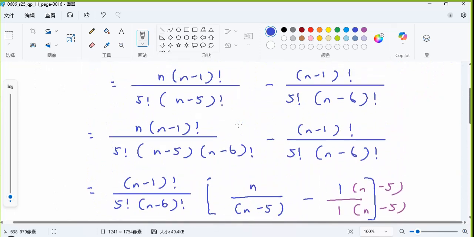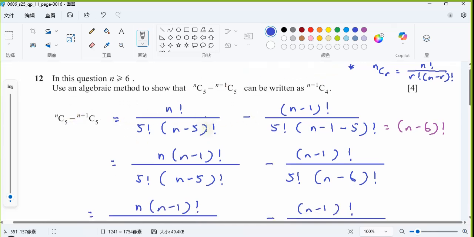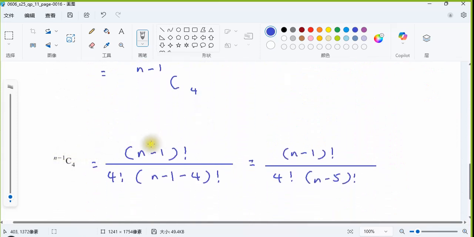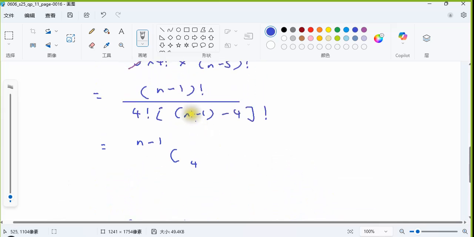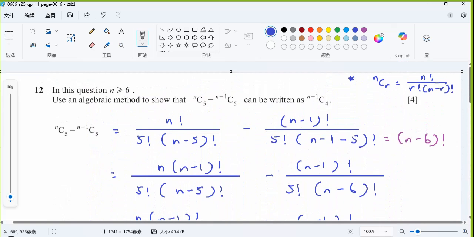So for this kind of question, when you work until halfway you get stuck, then you show the other side, then you combine back. Okay, done.